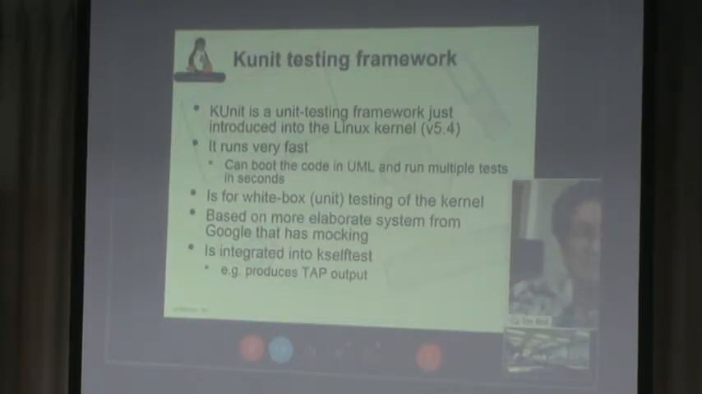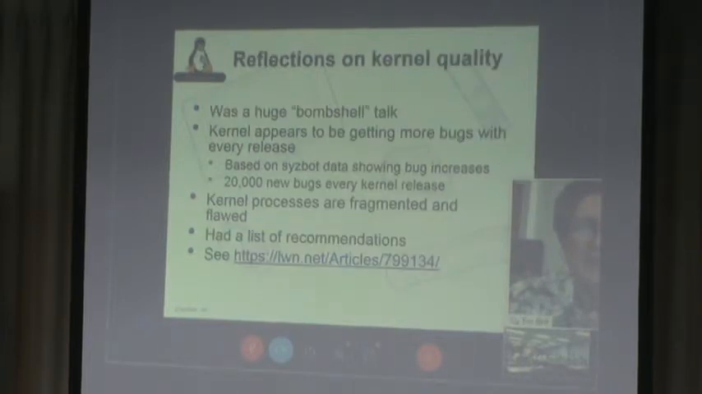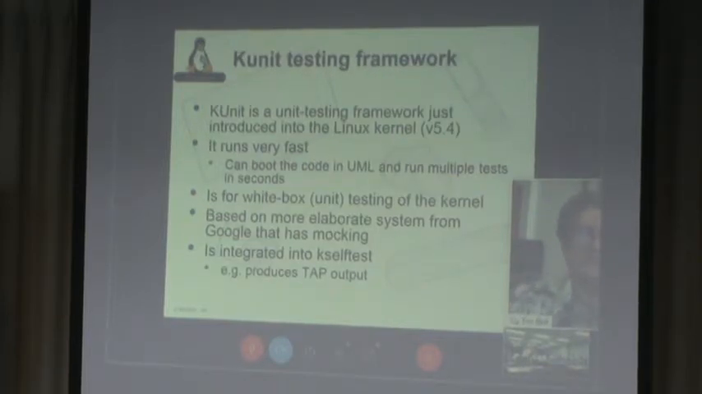Okay, and then the KUnit testing framework. KUnit was just barely added to Linux 5.4. It was in the next tree at the time of this event, but 5.3 came out, and that is going to get pulled in this merge window. This is a new unit testing framework. It's part of KSelfTest. It runs very, very fast. It boots the code under test in UML and can run multiple tests in seconds.